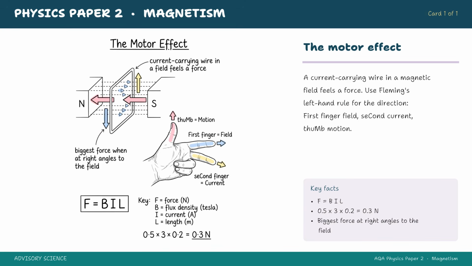A wire of length 0.2 meters carries a current of 3 amps in a field of flux density 0.5 Tesla. Multiply them all. 0.5 times 3 is 1.5, times 0.2 is 0.3, so the force is 0.3 newtons. In the exam, the wire must be at right angles to the field for this equation, and watch the unit: length in meters and current in amps.